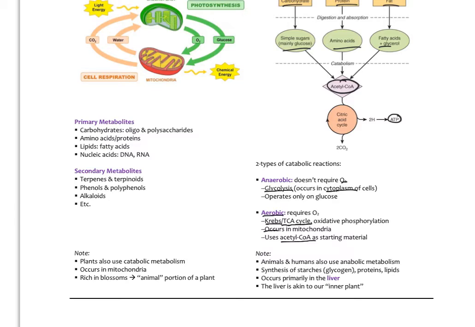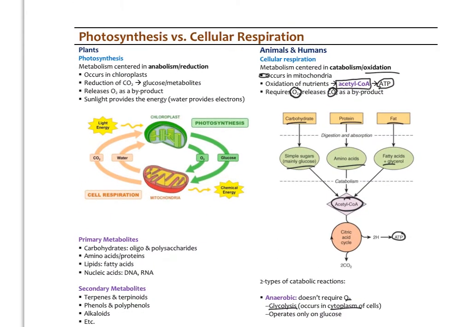Animals and humans use anabolic metabolism as well. So we do make synthesized things like proteins and lipids and glycogen and so forth. And this occurs primarily in the liver. So we can think of the liver as our inner anabolic organ. And as we'll see, this is very similar to what is happening in plants. So that's why some refer to the liver, the life giver, as our inner plant organ. So that's cellular respiration.